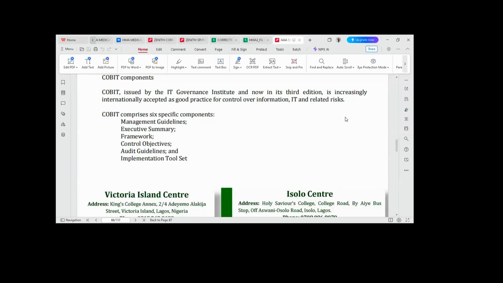Why do you put a password? What's the objective of a password? To ensure you restrict access to the system. That's the objective of a password. That's what we mean by control objective. That's just an example. Okay.